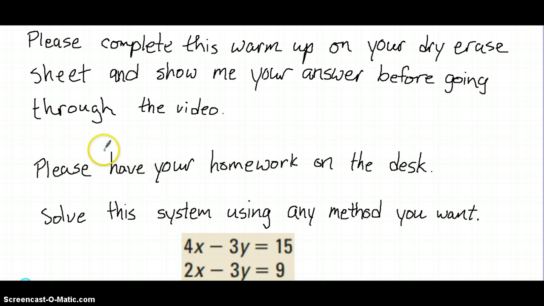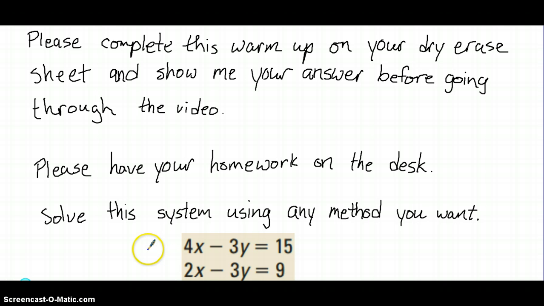So what I'm going to have you do is have your homework out on the desk. If you have questions on it or certain ones you want to go over, that's fine. But for right now, I just want to walk around and check it. So just take out the homework, put that on the desk, and we're going to have you guys solve this system. You can use any method you want.